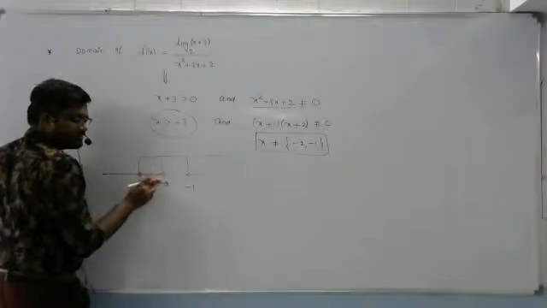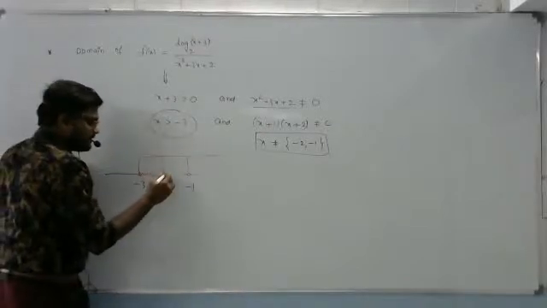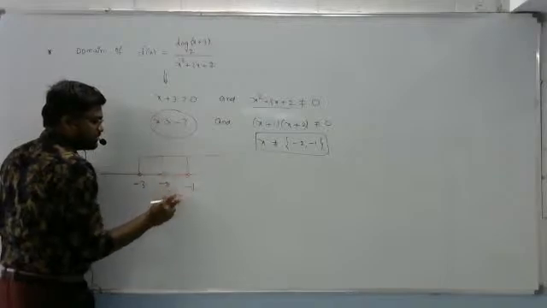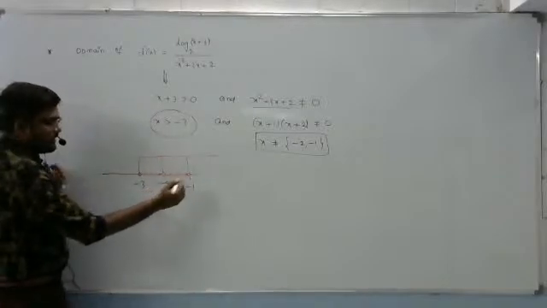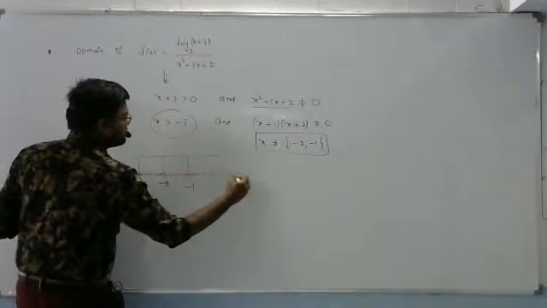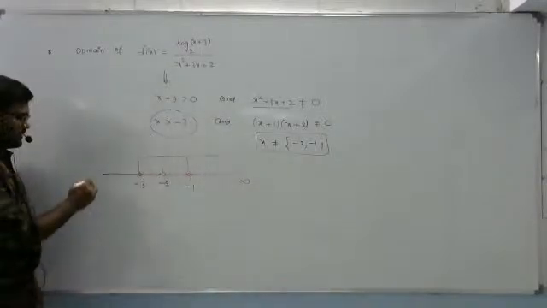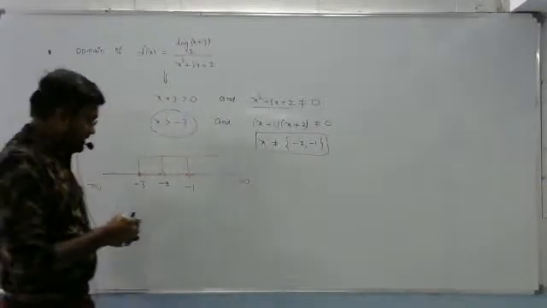But at minus 2 I should stop because I should not take minus 2. And again minus 2 to minus 1. Again at minus 1 I should stop. And again after minus 1 I can go up to infinity. Are you getting it or not? Now can you tell me the answer finally?